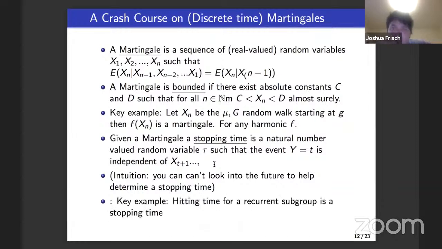And that's a very key example of a stopping time, right? If we take a recurrent subgroup and you apply some harmonic function to that, you can wait till you hit that recurrent subgroup. So you take your random walk on G, and you want to wait till you hit your recurrent subgroup H. Well, you just stop the first time you see H, and that doesn't require looking into the future at all. So when you apply that to the stopping time when you hit H, that's going to give you a martingale for your harmonic function.